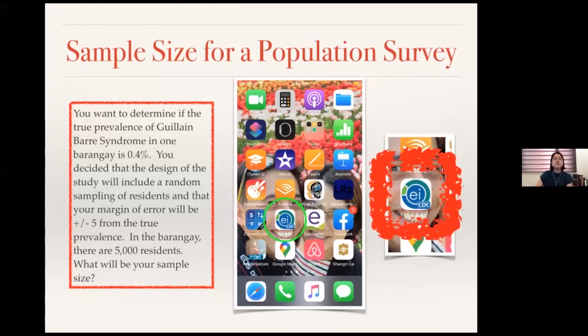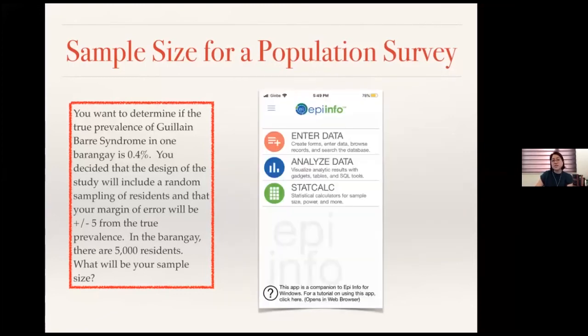Now, if you click on that, it opens up into this interface. You can either enter the data, analyze the data, or use the StatCalc. Entering data and analyzing data, maybe Dr. Jelani will be teaching you how to use that, because in basic epidemiological studies, you can actually use this app already, wherein you can enter the data as you go along. So this is a very handy tool. But for our discussion right now, again, focus on our objectives. We're going to click on StatCalc.